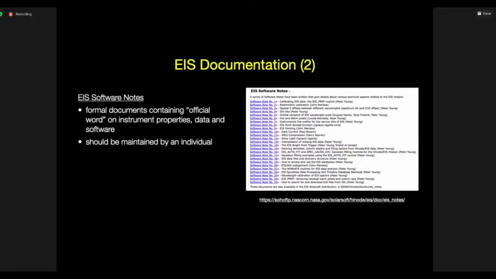Okay, the second part of the ICE documentation is a set of software notes, each of which is a document describing a specific aspect of the mission. For example, instrumental effects, software, or data format. The idea is that the software note contains the best available information about these specific issues. The advantage over a single large analysis guide is that different individuals can have responsibility for these notes, giving less burden on a single person who's maintaining the entire analysis guide.